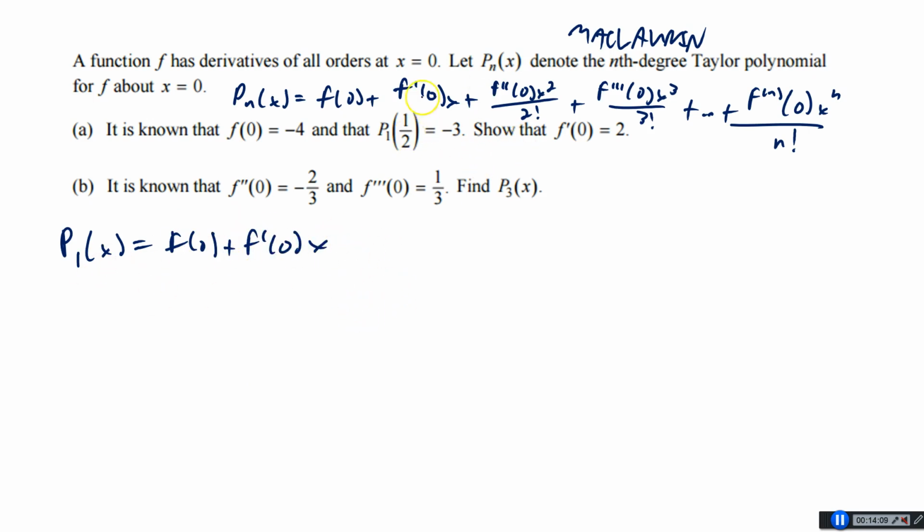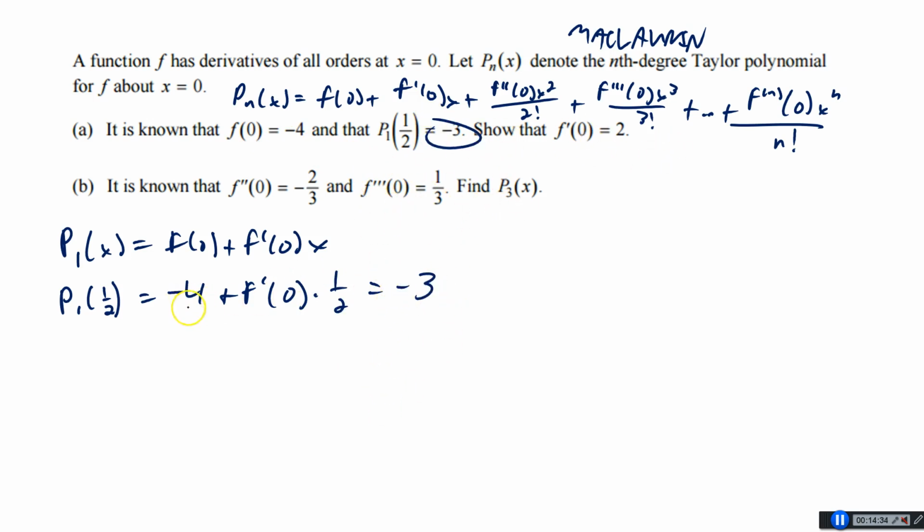Now I'm just going to put in what they tell me. They tell me p1 of 1/2, so I'm replacing the x with 1/2. Some people are having trouble plugging x values into functions. So I'm just plugging 1/2 in where the x is. And then they tell me f of 0 is negative 4. So it's negative 4, plus f prime of 0, which I don't know and I'm trying to prove, times 1/2. And they tell me that it's equal to negative 3.